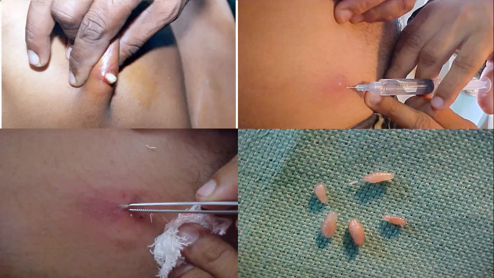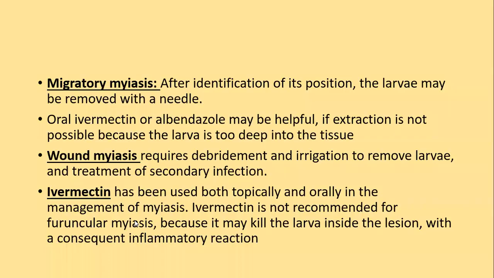So this is the way I used to remove the larva, that is, injection of lignocaine at the base of the furuncle. Then after some time, as the tip of the larva is seen, it is extracted by means of dissecting forceps. The larva assumes a head-down position within this punctum. Migratory myiasis. After identification of its position, the larva may be removed with a needle. Oral ivermectin or albendazole may be helpful if extraction is not possible because the larva is too deep in the tissue.